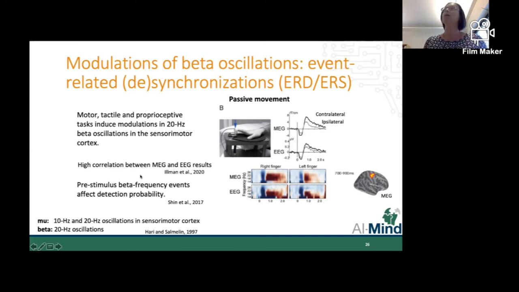And there is also evidence for functional roles of these beta frequencies, so that, for example, if there are beta frequency bursts before a very, very weak touch, then this affects the probability whether you can actually detect this very faint touch or not. And there is strong correlation between the MEG and EEG signals in these types of tasks.